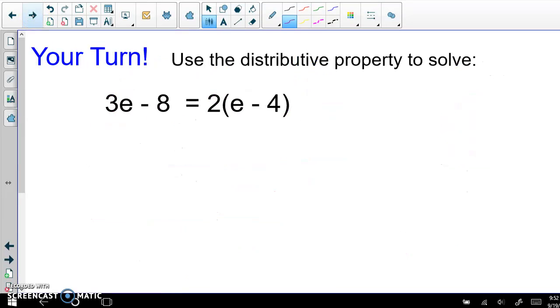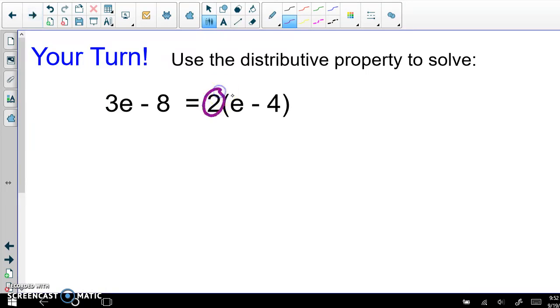Let's let you try this one this time. So copy down on your notebook paper, 3e minus 8 equals 2 times parentheses e minus 4. And go ahead and use distributive property to simplify, and then let's solve. So pause the video, work the problem, then check your work.